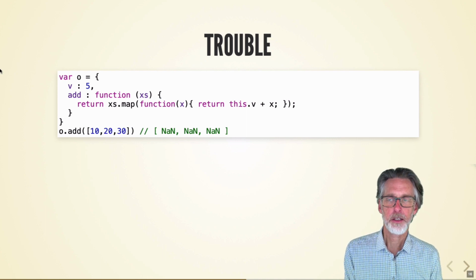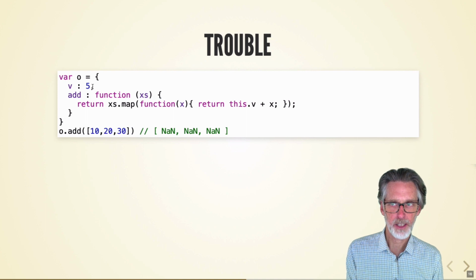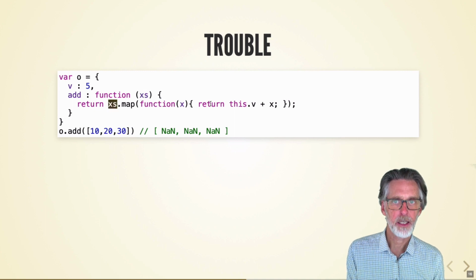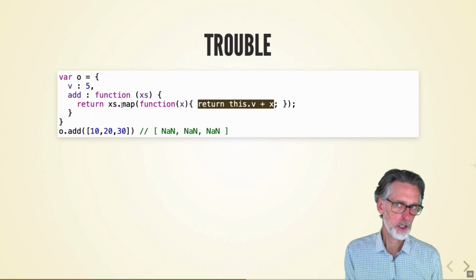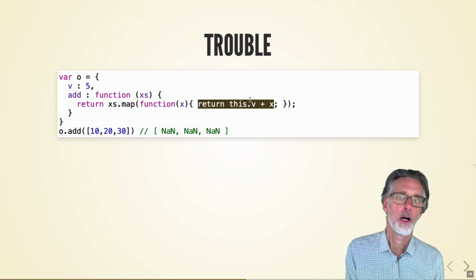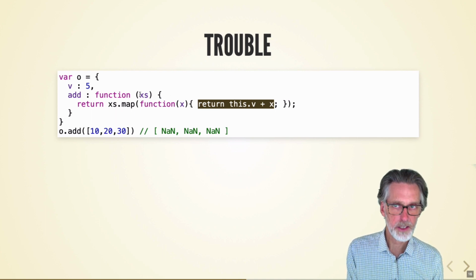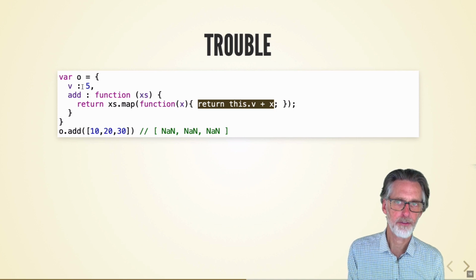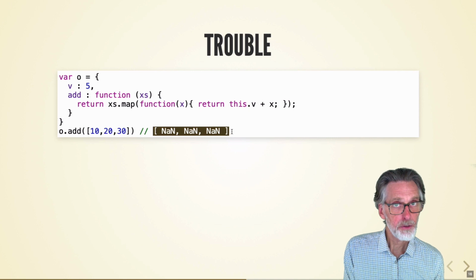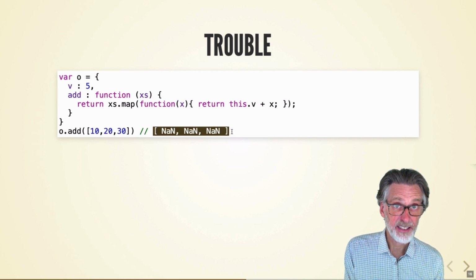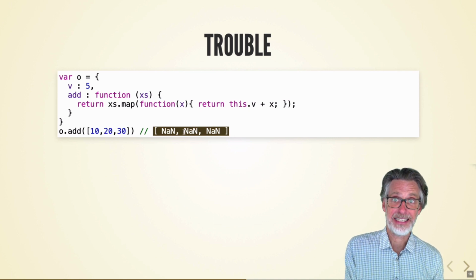code. So here's a simple object with a value v and a function add that's going to take a list and add v to every element of that list. So we're going to return a new list here where every element of the old list has been increased by 5. That's what we expected to do. What does it actually do? NaN, NaN, NaN, NaN. This is not what I wanted.